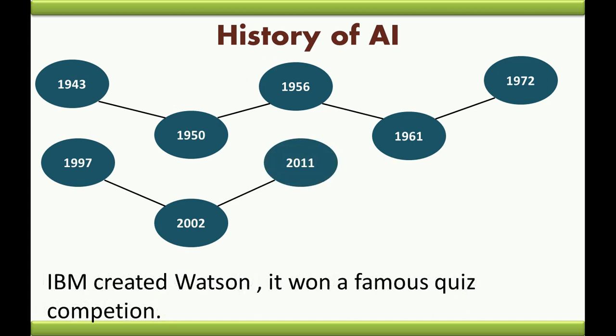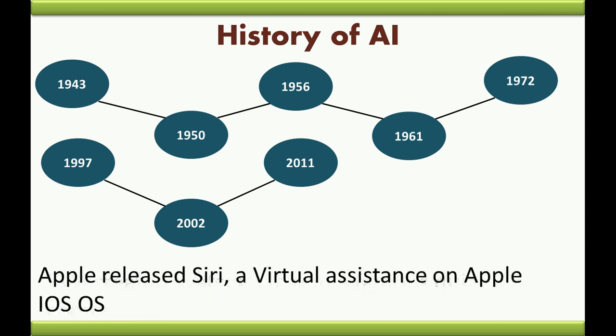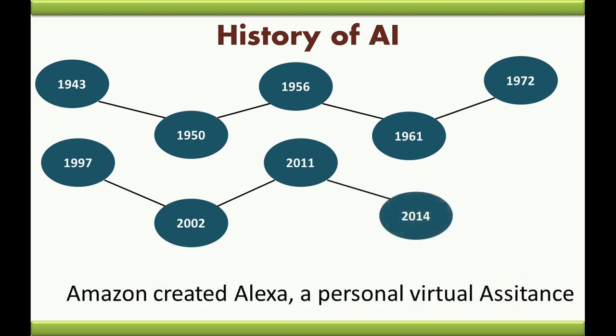In 2011, IBM created Watson. It won a famous quiz competition. It understood the natural language and solved complex questions very quickly. In the same year, Apple released Siri, a virtual assistant, on Apple iOS. Siri recognizes the natural language and responds to it. In 2014, Amazon created Alexa, a virtual assistant.